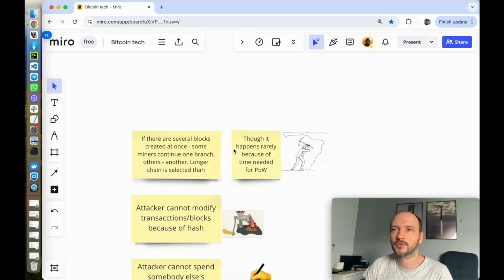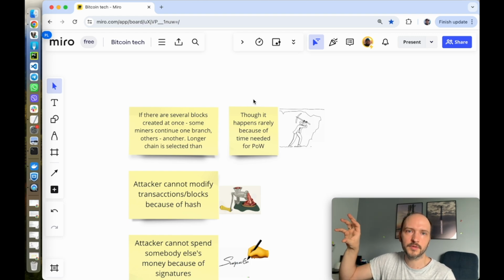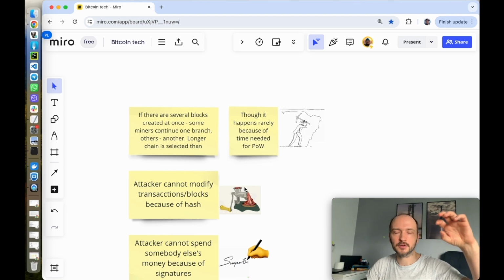And let's review some properties of that. For example, if several blocks are created at once, some miners continue with one branch of the chain and some continue with the other. The rule is that the longer chain is selected. So if some group of miners produces a second block, the other group of miners just accepts this alternative branch because it's longer.